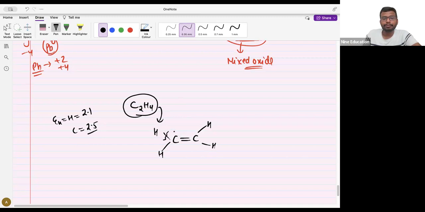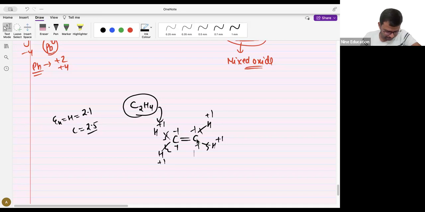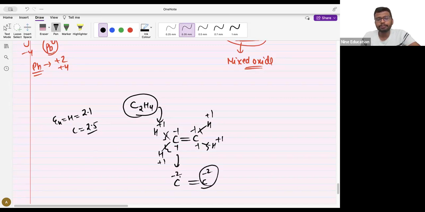So here, if we break this, -1 comes, breaking this gives +1, breaking this gives -1, breaking this gives +1. Do this one also: +1, -1, +1, -1. Done. Simple. Then this carbon will be how much? This carbon will be -2 and this carbon will also be -2.